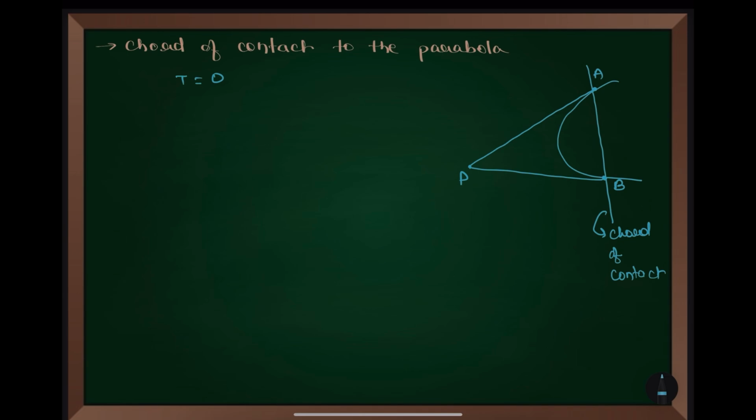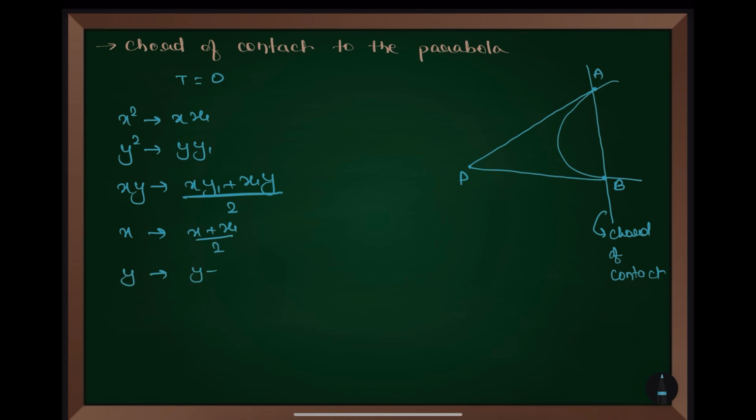So you know that we will be facing a 2-degree curve where we will have x square, so x square will be transformed as x x1, y square will be transformed as y y1, xy will be transformed as (x y1 + x1 y)/2. This x1, y1 is the point, okay. Now x will be transformed as (x + x1)/2. y will be transformed as (y + y1)/2. C will remain C only, okay. I hope the idea is clear.